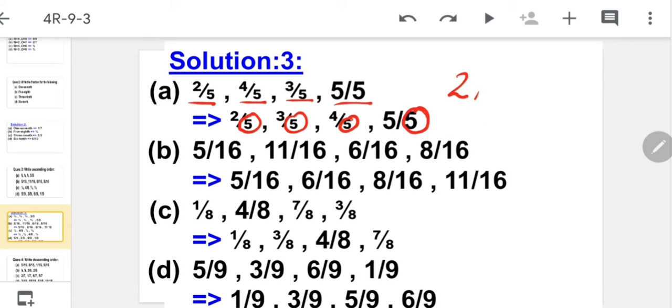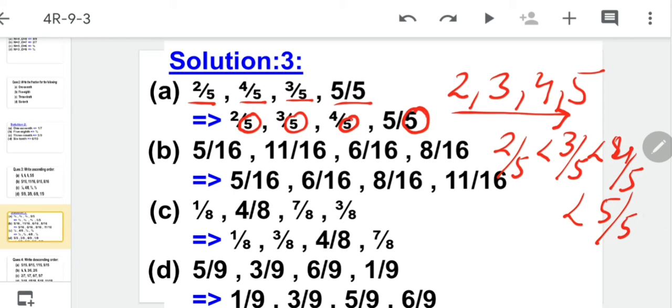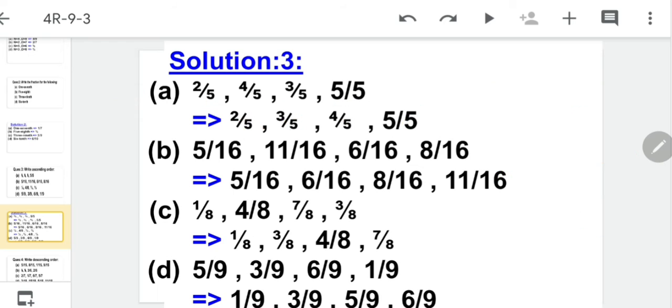So numerators are 2, 3, 4 and 5. Now 2, 3, 4 and 5, this is the ascending order for numerator. Now we have to place 5 in their denominator. So it will become 2 upon 5, then 3 upon 5, then 4 upon 5 and at the end we have 5 upon 5. So this is the ascending order for the A part.